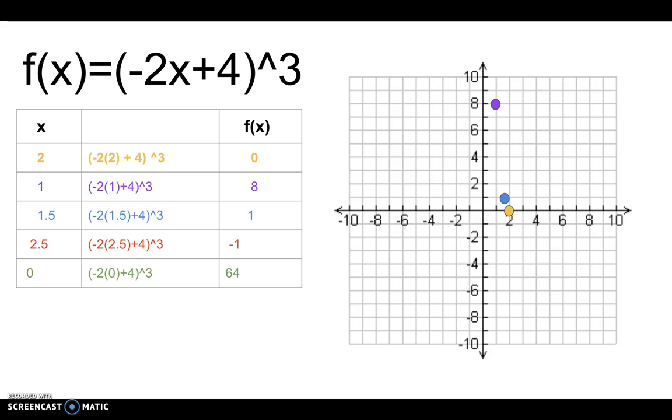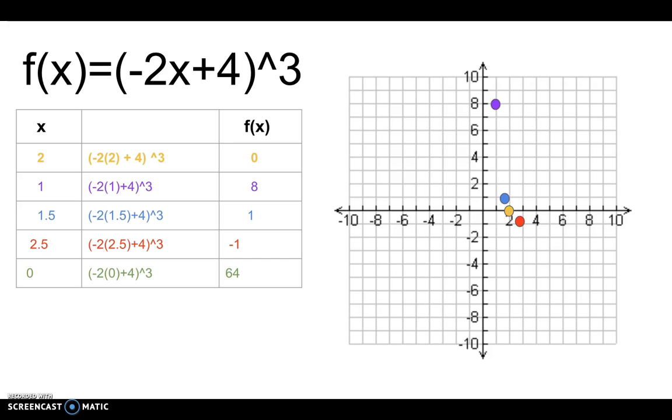Then I know that I need something larger than 2 by 1/2, so I do 2.5. Negative 2 times 2.5 plus 4 to the third power is negative 1, and then we graph that. And then I put in 0, and you'll find out why later, but negative 2 times 0 plus 4 to the third power is 64.